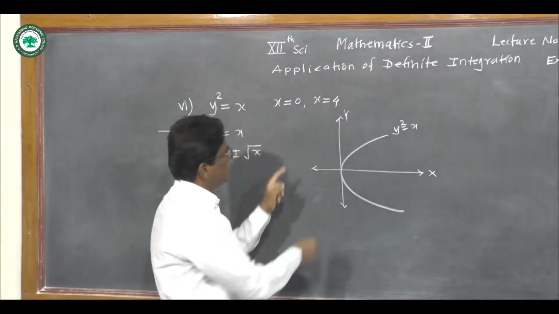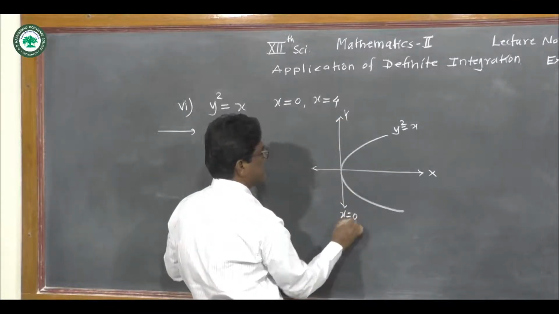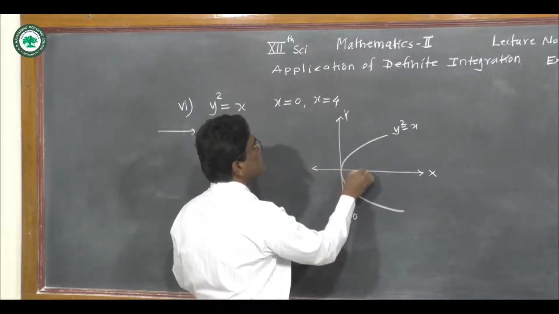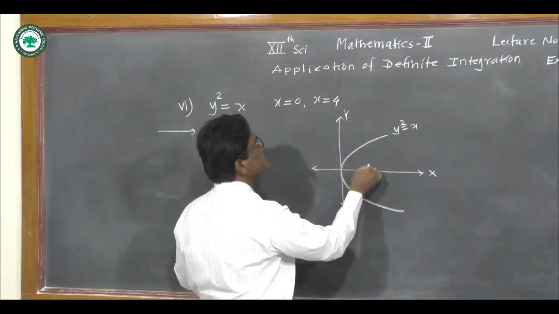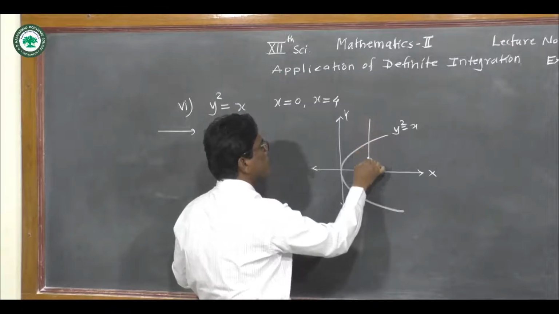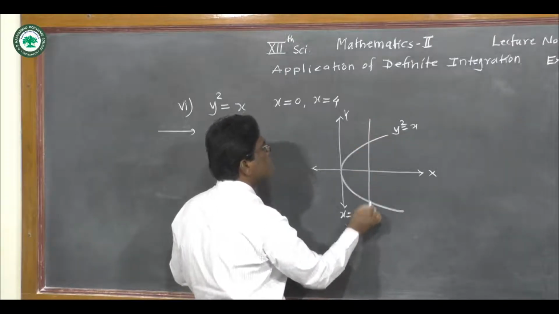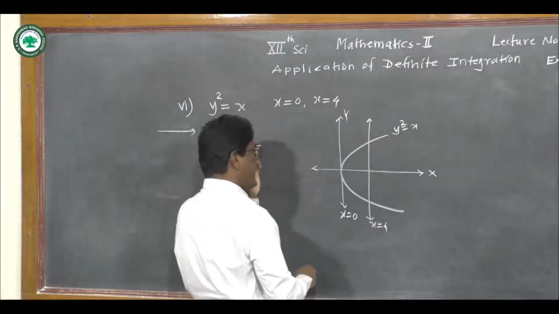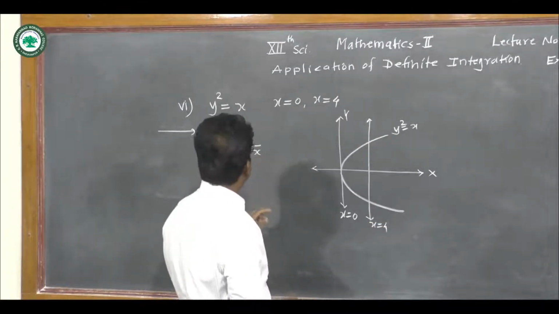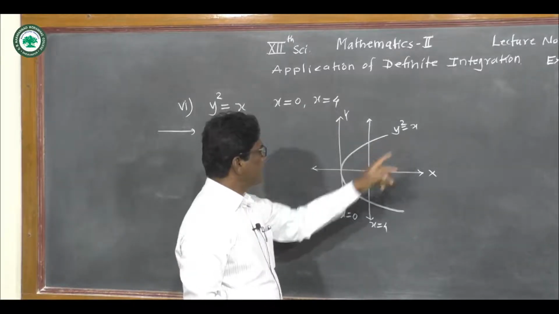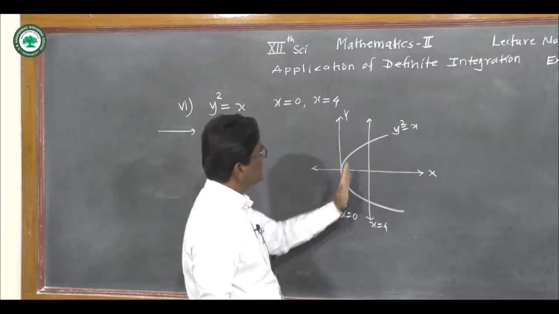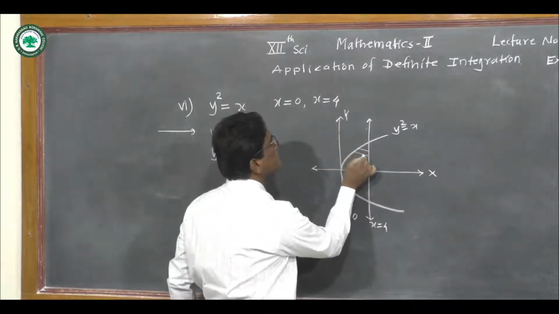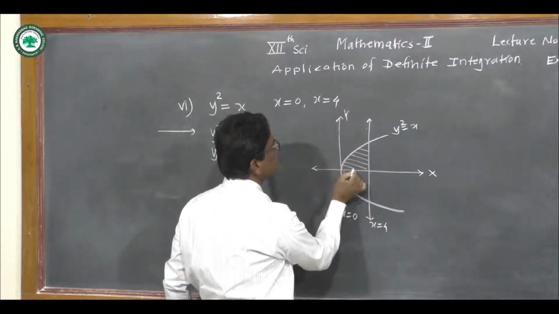Now x is equal to 0 is on the y axis, and x is equal to 4. Suppose here 0, 1, 2, 3, 4, suppose here. Draw this line parallel to y axis. Here it is, suppose x is equal to 4. Now we have to find the area bounded by y square is equal to x, line x is equal to 0, line x is equal to 4. So this is the required area. Get it?